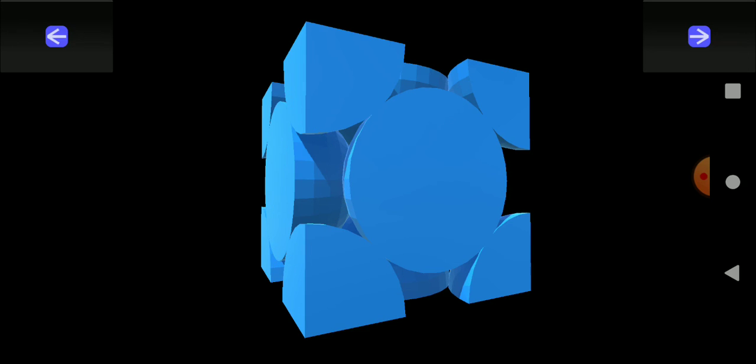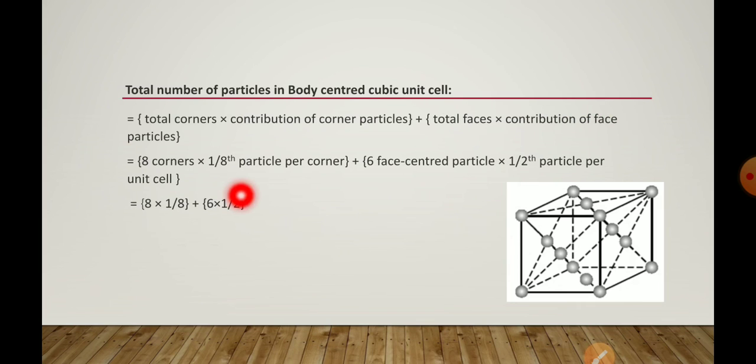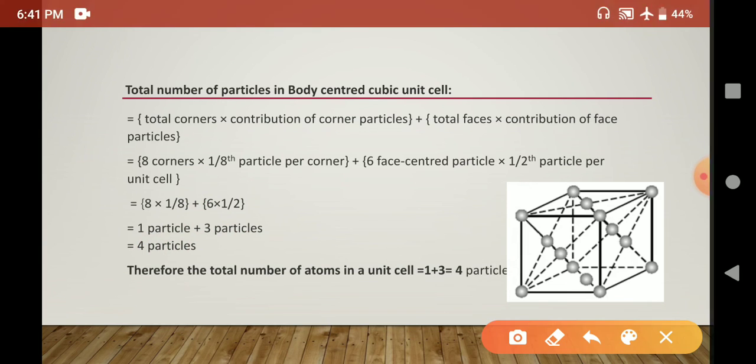Okay, move on to the calculation part. In the calculation part, total number of corners, contribution of corner particle, because in face centered cell corner particles are there. In addition to that, face center particles. Therefore, in addition to that, total number of faces and contribution of face particles. How much? Yes, 8 corners, 1 by 8th part is the contribution of corner particles, and there are 6 faces, and contribution is 1 by 2. Therefore 8 into 1 by 8 plus 6 into 1 by 2, totally it becomes 1 plus 3 particles. Therefore total 4 particles belong to this unit cell.